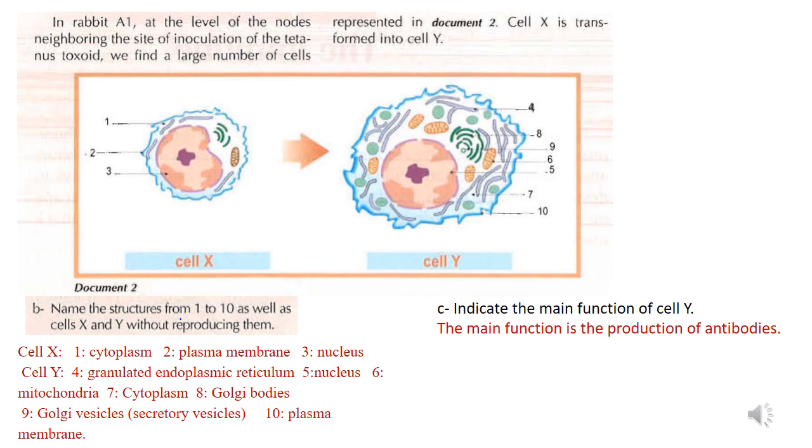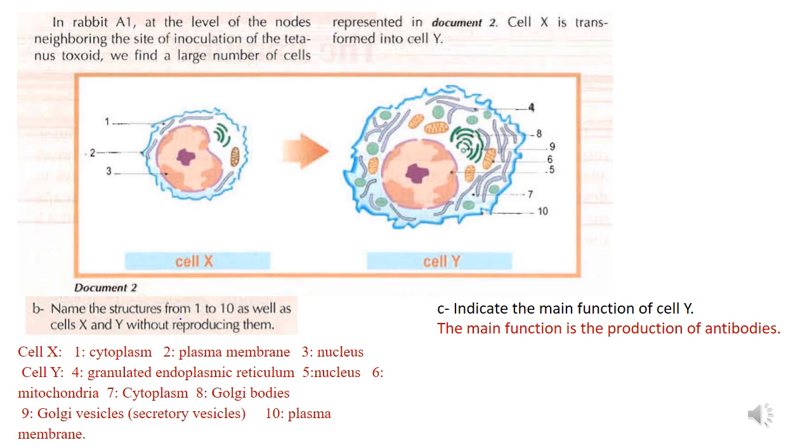So, let's first label the structures numbered from 1 to 10. So 1 is the cytoplasm, 2, plasma membrane, 3 is the nucleus. For the second cell Y, 4, this is the rough or granulated endoplasmic reticulum. 5 is the nucleus, 6 mitochondria, 7 is the cytoplasm, and 8 are the Golgi bodies. 9, the Golgi vesicles or secretory vesicles, and 10 is the plasma membrane.